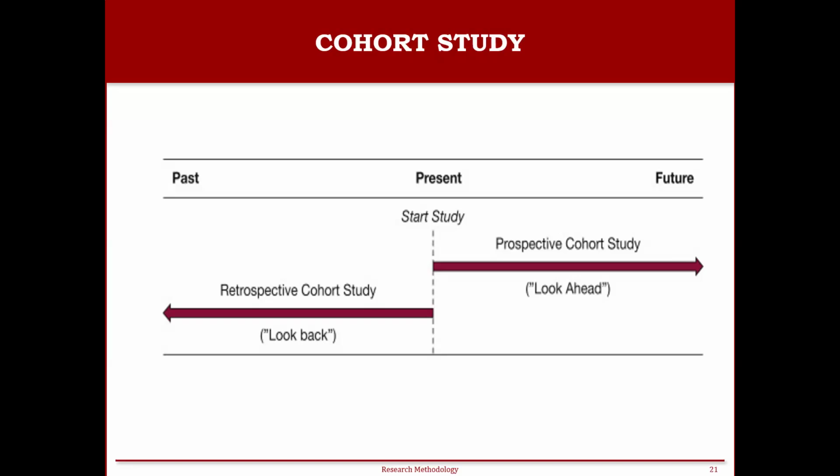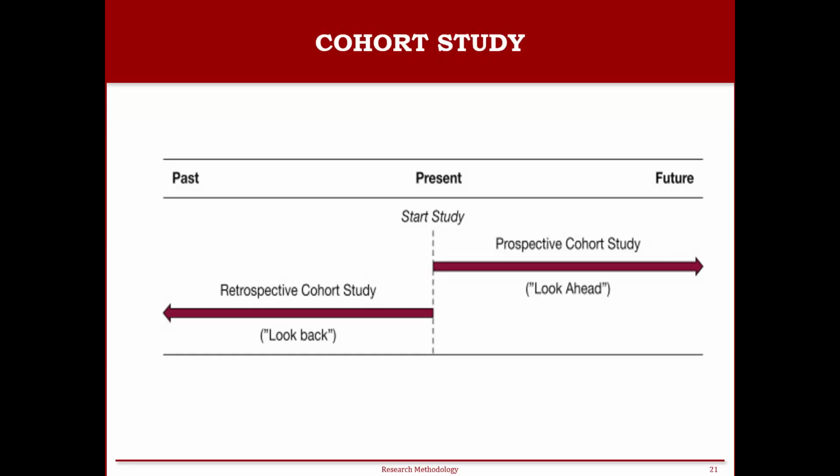Researchers examine the outcomes in the group of individuals who have already been exposed to those risk factors in the past. We identify the individuals who have experienced the outcome in the past. For example, that may be a disease. You can look back and identify the individuals who have already experienced the disease and the outcome, and then continue the cohort study. So that is what we mean by retrospective cohort study.